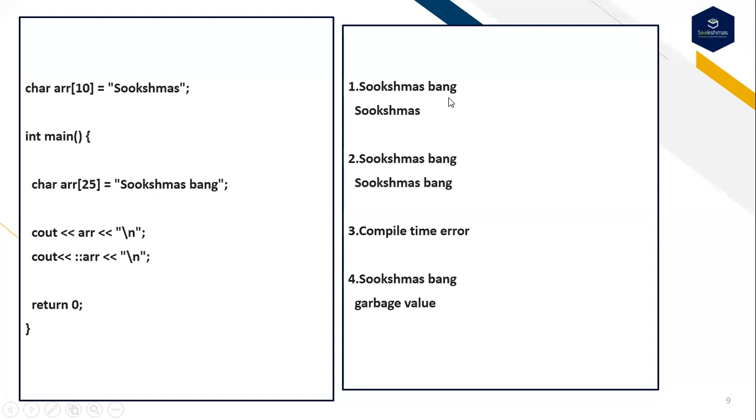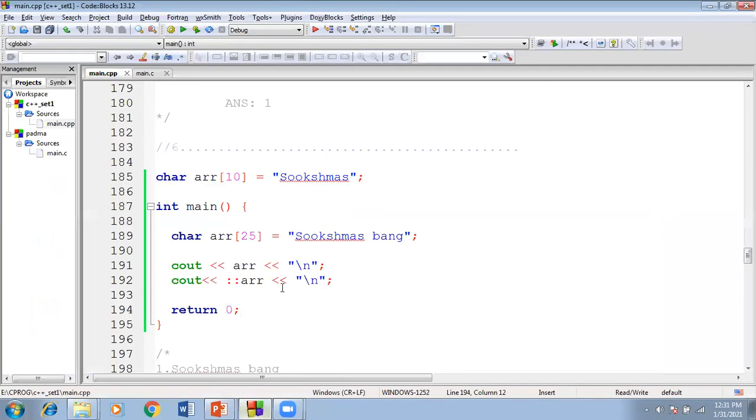And these are all the options. Sookshmas Bangalore followed by Sookshmas will be displayed on the screen. And this is the second option, Sookshmas Bangalore will be displayed on the screen. And the third option is you will get the compile time error. And the fourth option is Sookshmas Bangalore followed by a garbage value will be displayed on the screen. What exactly the output of this code is, I will explain through the implementation.